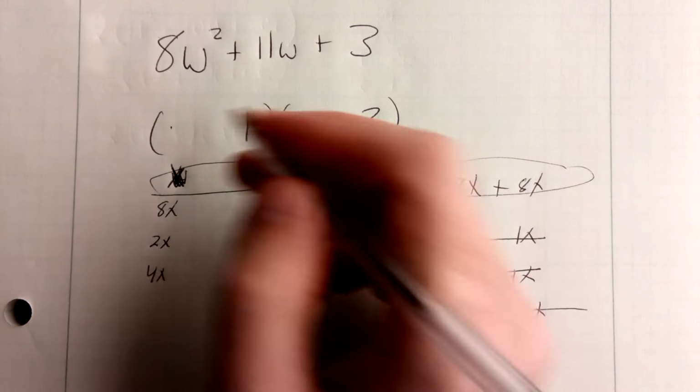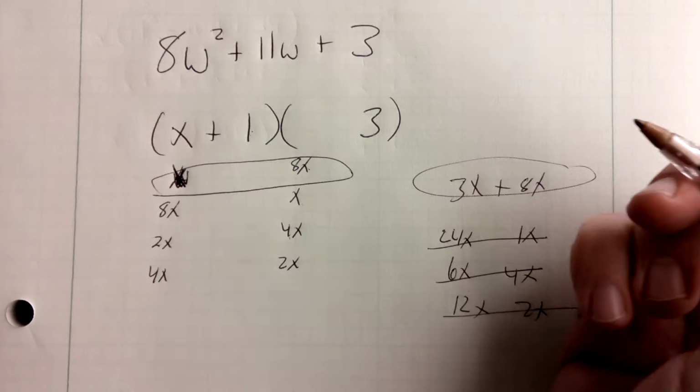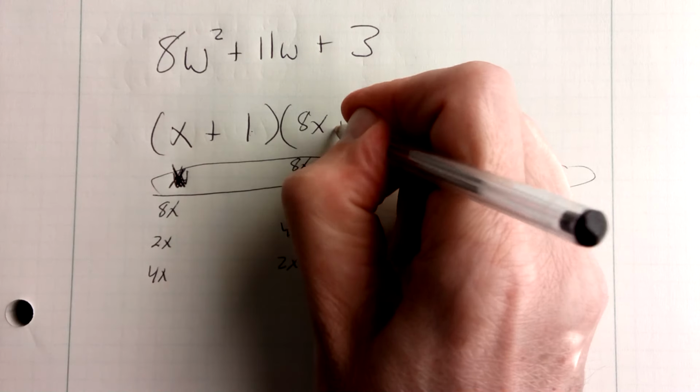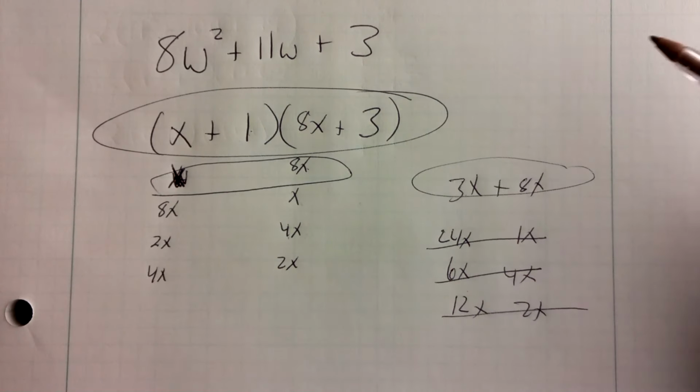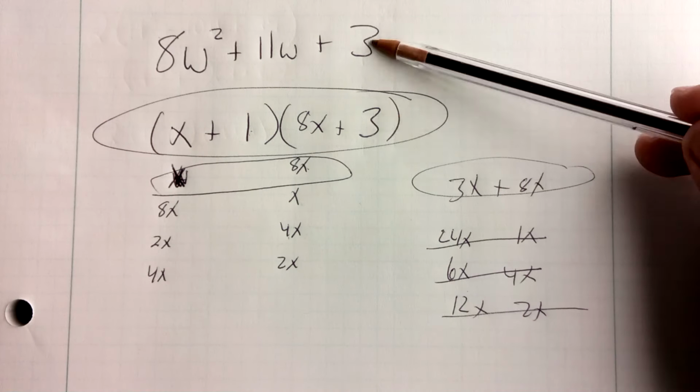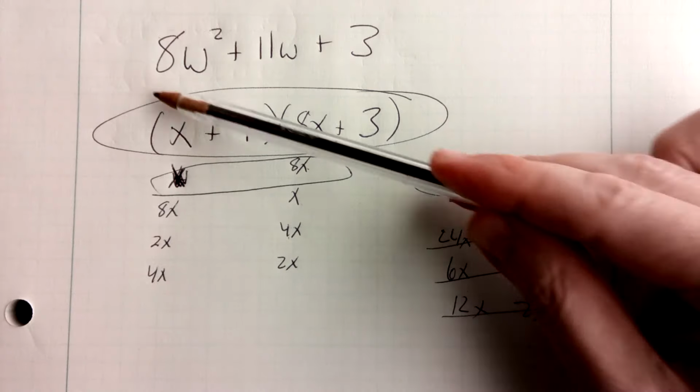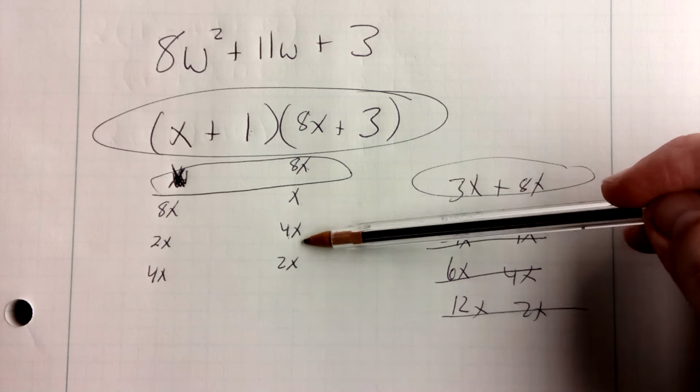So I know this should be a w plus 1 and an 8w plus 3. And there's my factored form. But you notice how I just wrote the two prime factors of the 1, and then I wrote the combinations out underneath, and then I just tried each scenario.